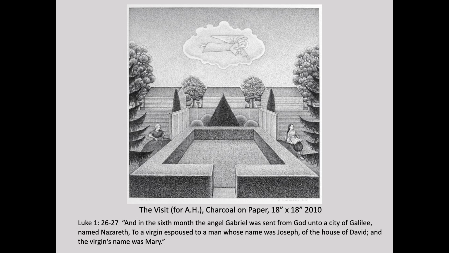This one is also similar. It's pretty much straightforward, of the angel Gabriel coming to Mary. That's Joseph on the left trimming the hedges. But again, there's symmetry. There's a sense of kind of silence and isolation. Mary actually has a book on her lap, and she's looking up intently prior to the visit.